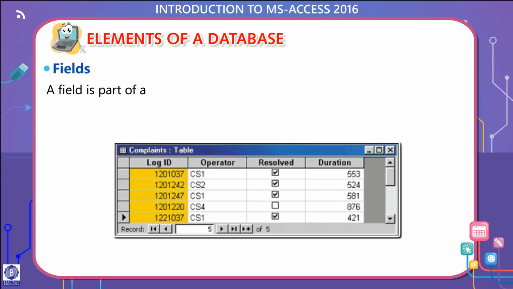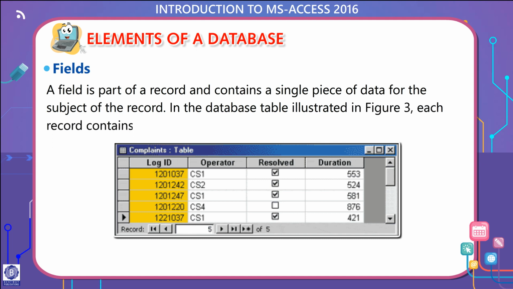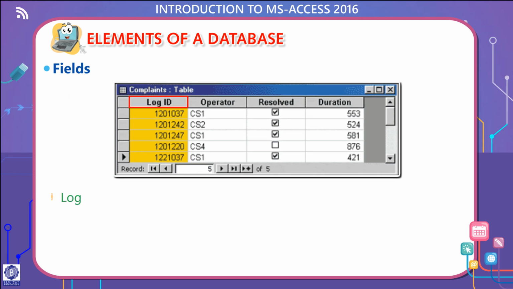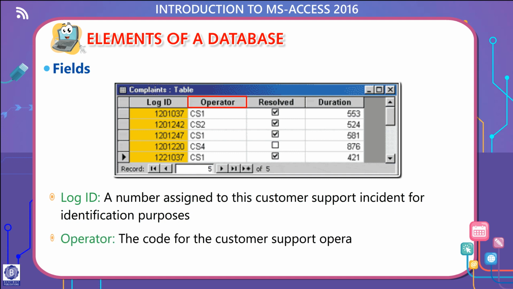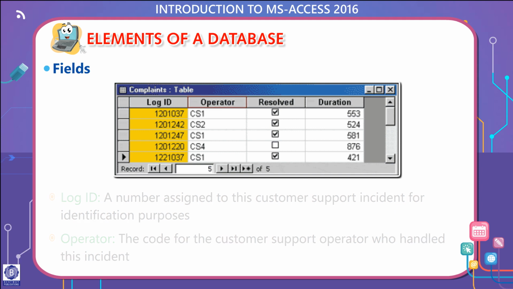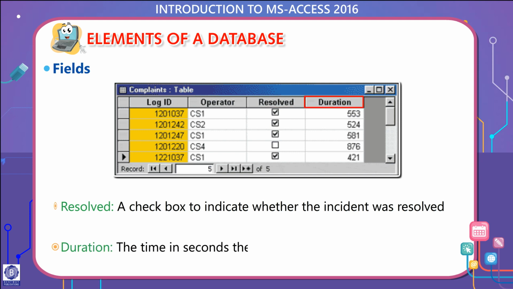Fields. A field is part of a record and contains a single piece of data for the subject of the record. In the database table illustrated in figure 3, each record contains 4 fields. Log ID, a number assigned to this customer support incident for identification purposes. Operator, the code for the customer support operator who handled this incident. Resolved, a checkbox to indicate whether the incident was resolved. Duration, the time in seconds the operator spent on this incident.